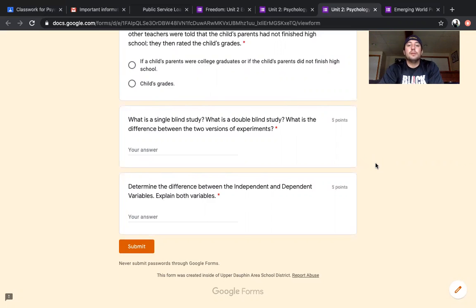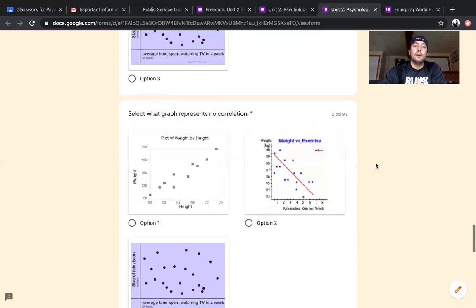Determine the difference between independent and dependent variables. Explain both variables. Independent, change independently. This is something that the experimenter changes within the experiment. This is the manipulated variable, right? Dependent variable is the measured amount. What measurement we're going to have from the study. This is the measured variable, the effect. There you go.